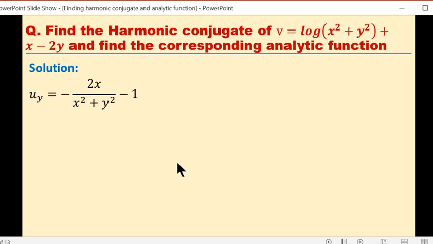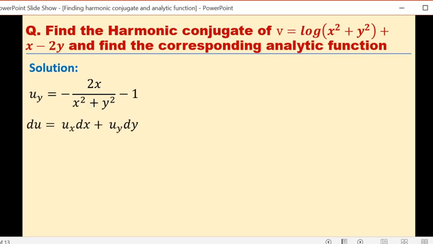So we have ux with us, we have uy with us. Now, using this ux and uy, we have to find out u. How do we do that? For this we use a formula which we studied in semester 1, partial differentiation chapter. It is called the total derivative formula.